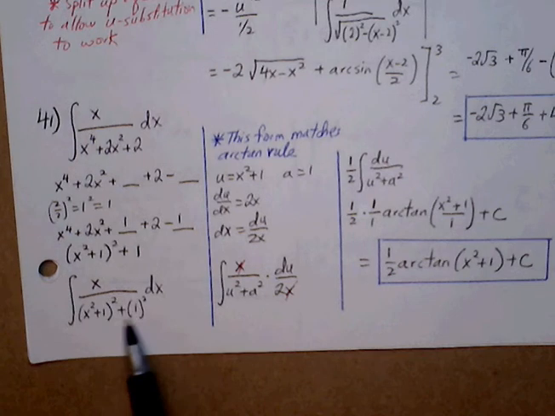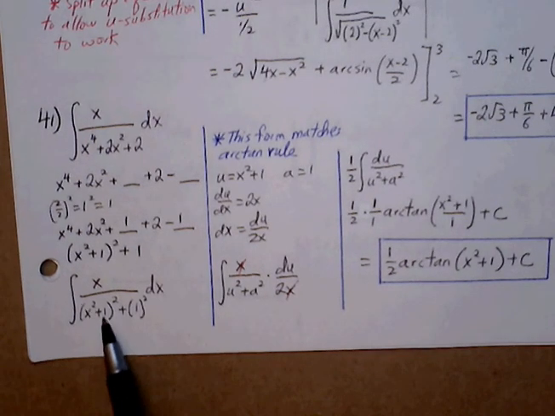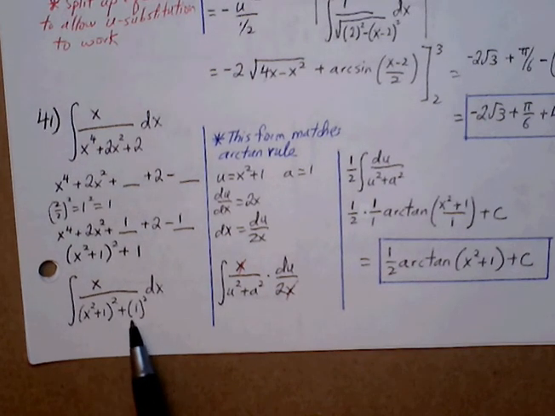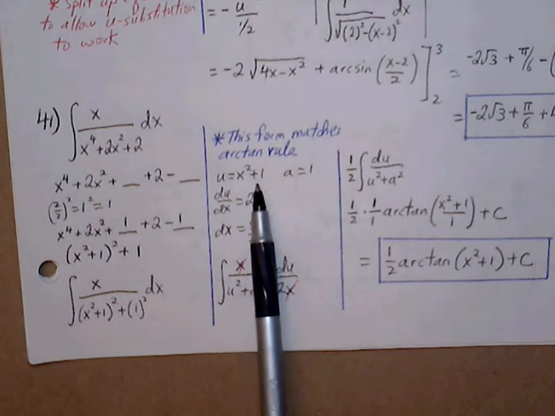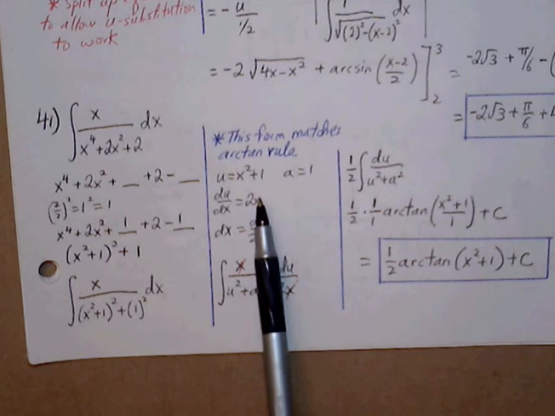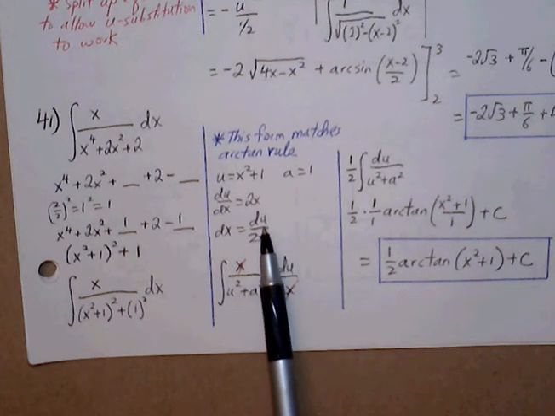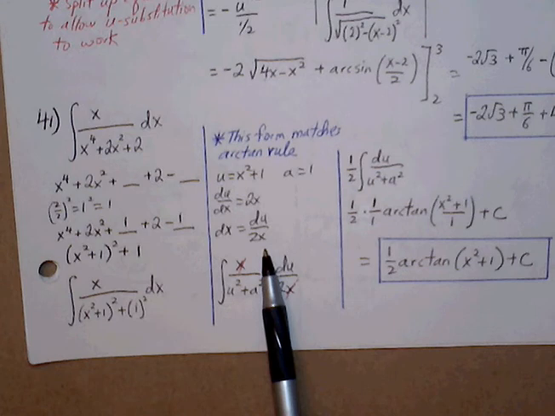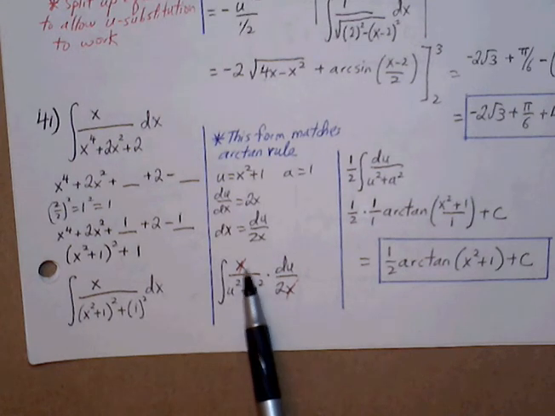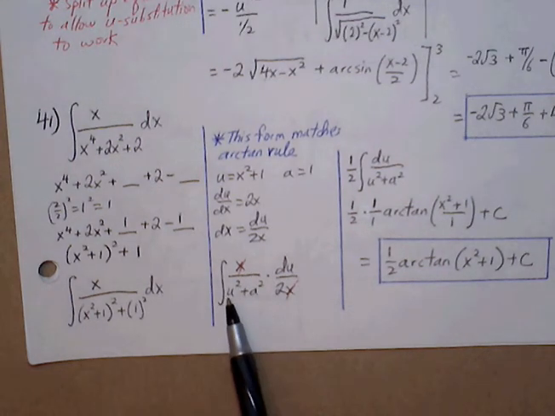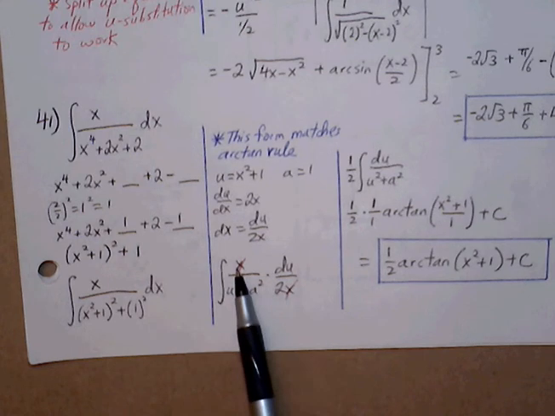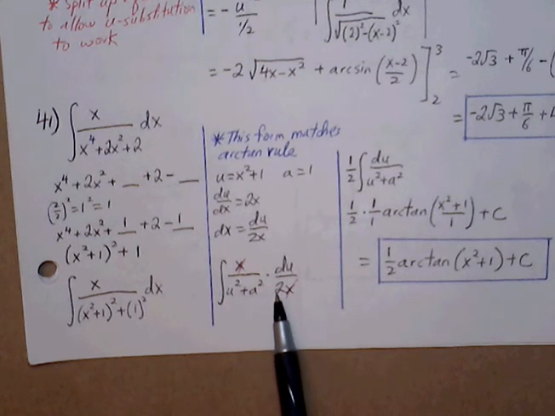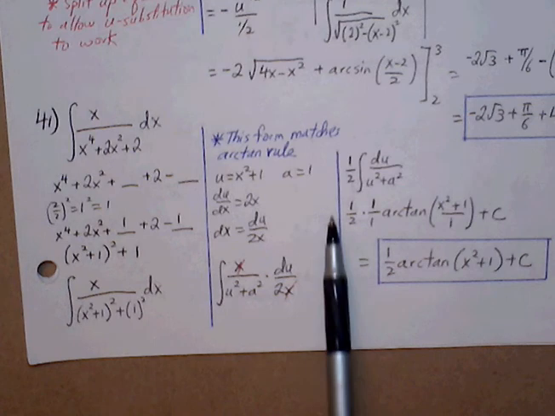So we have everything set for us, with our u value being inside the parentheses that involves the x, and the a value being the constant. So our u value is x squared plus 1, our a value is 1, derivative is 2x, dx equals du over 2x. We make our substitution. Numerator stays as x. Denominator is u squared plus a squared. Dx gets replaced with du over 2x. The x's cancel out. Make sure we keep track of this 2. The 2 comes out in front as 1/2.